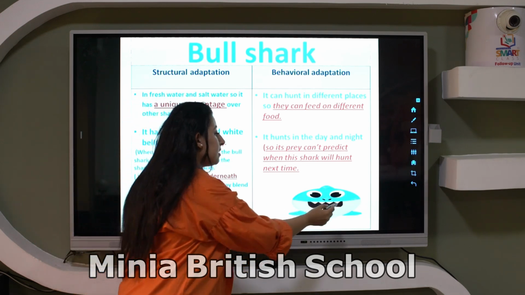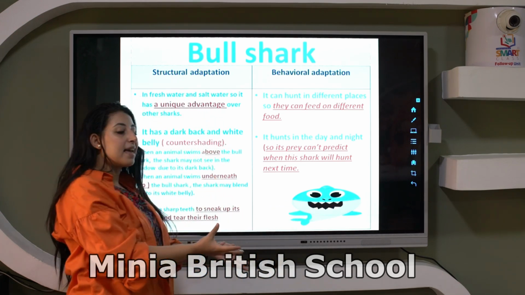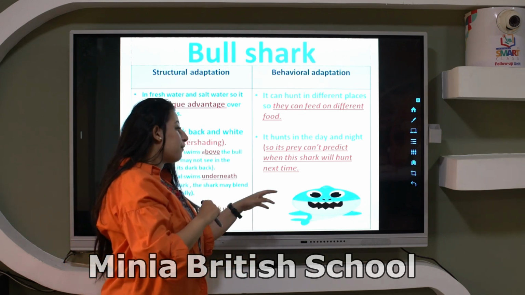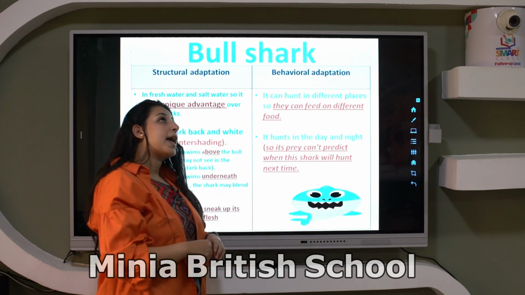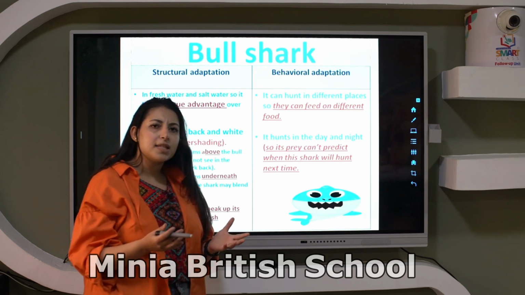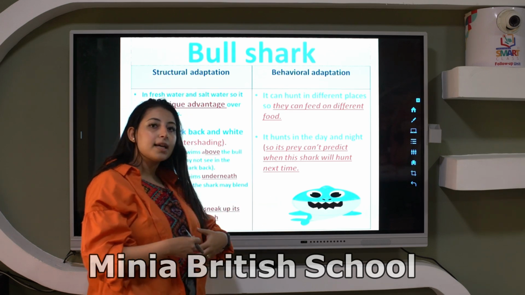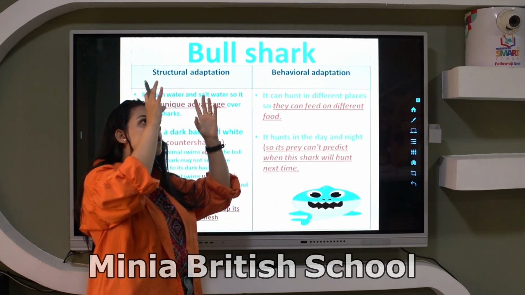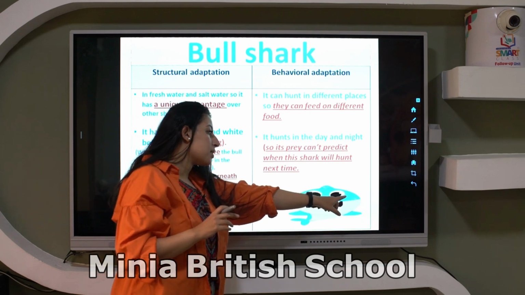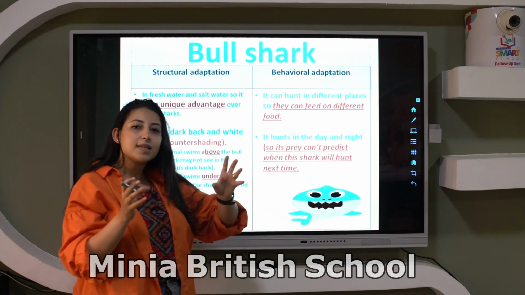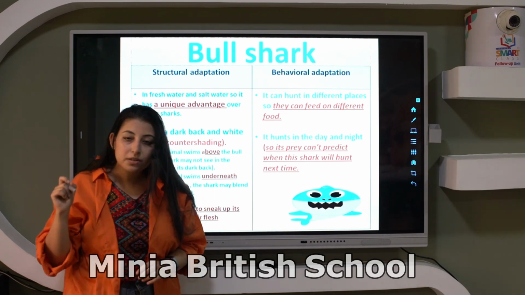What about its belly? Look, its belly looks lighter or whiter than the back of the bull shark. So if some prey swims under the bull shark and looks upward, it cannot see it easily because it's hard to be seen. Its belly looks like a light area, like the light of the surface of the water, which also makes camouflage. So camouflage in the back and camouflage in its belly. What is this property called? It's called counter shading.